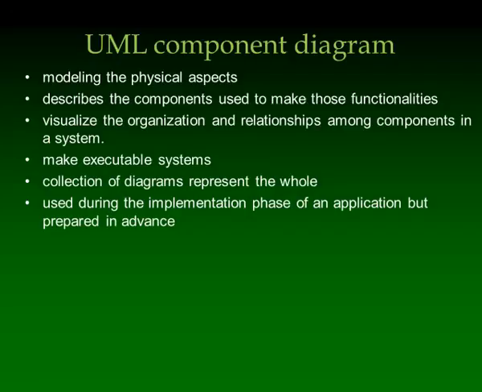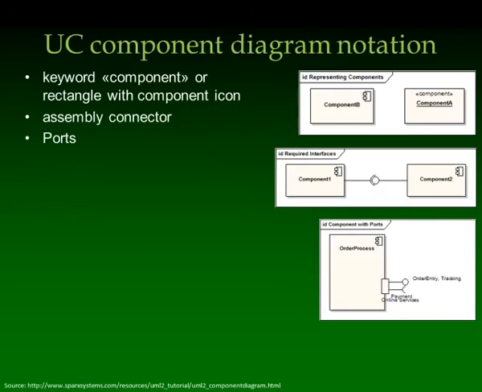So component diagrams are used to visualize the organization and relationships among components in a system. These diagrams are used to make executable systems, and a single component diagram usually cannot represent the whole system because it's too big. So you have a collection of diagrams used to represent the whole. The component diagrams are used during the implementation phase of an application, but you prepare them well in advance so that you can visualize the implementation details. So here are some component diagram examples.